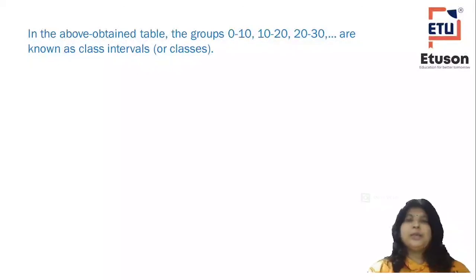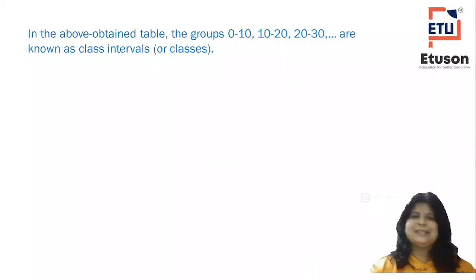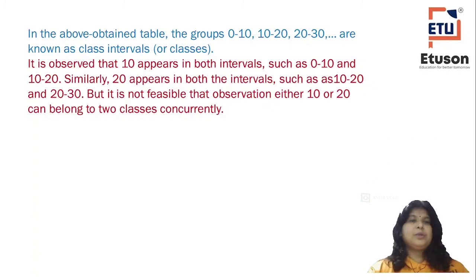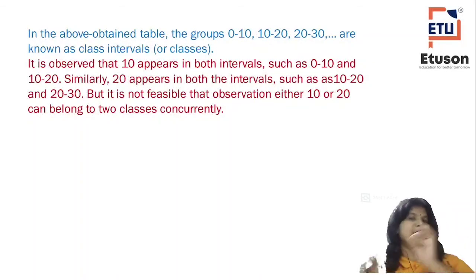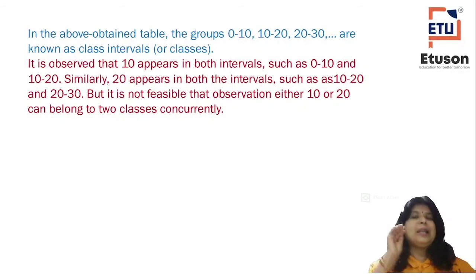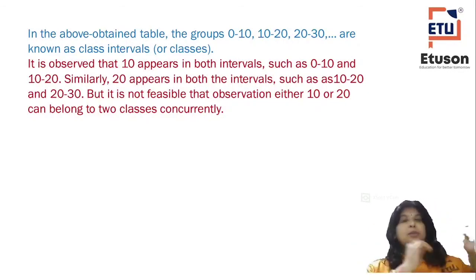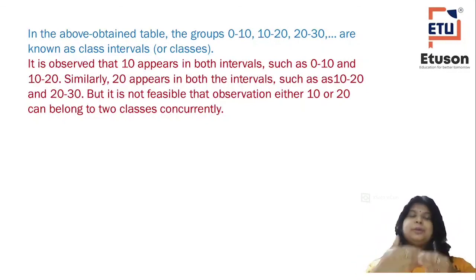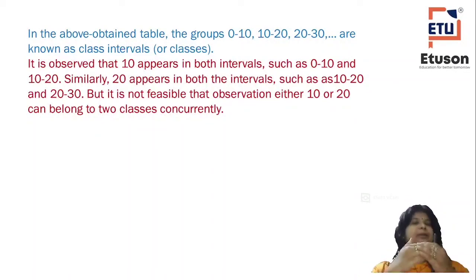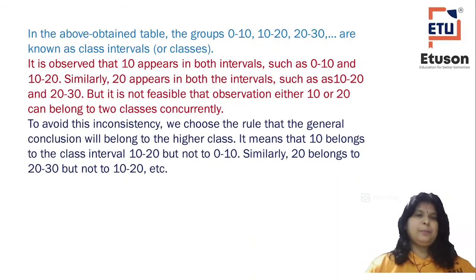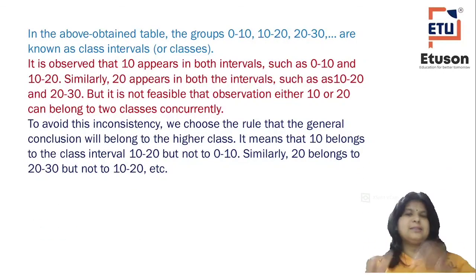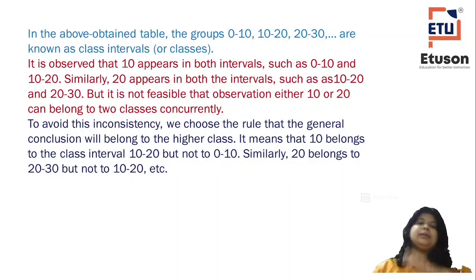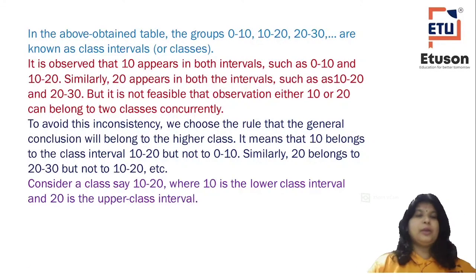The groups in the table are known as what? Class intervals or classes, right? I have told you already, I am just repeating it. It is observed that 10 appears in both intervals, 0 to 10 and 10 to 20. Similarly, 20 appears in 10 to 20 and 20 to 30 also. So what is feasible? You cannot take it in both categories. You always have to remember, you take the category in which it is the lower limit, to avoid this inconsistency.